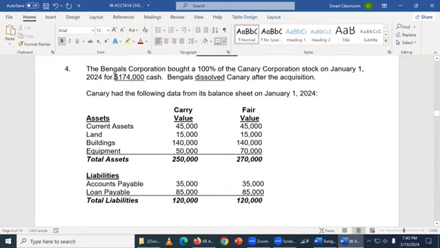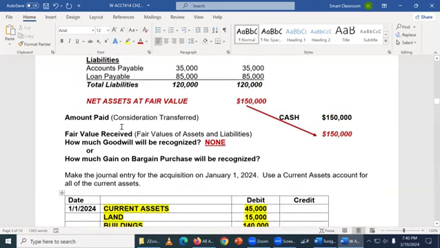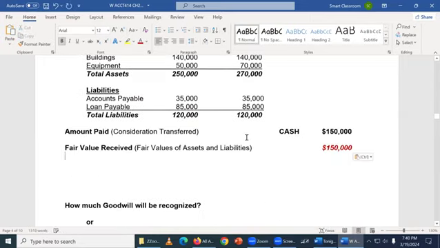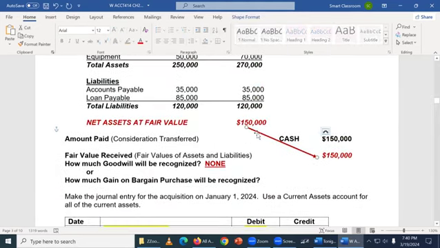Now, everything's the same, except they paid 174,000 in cash. So let's take a look up here. They paid 174,000. They got 150,000 for our fair value of assets received. Those are the identifiable assets. So how much is goodwill? Yep. So goodwill will be 24,000.